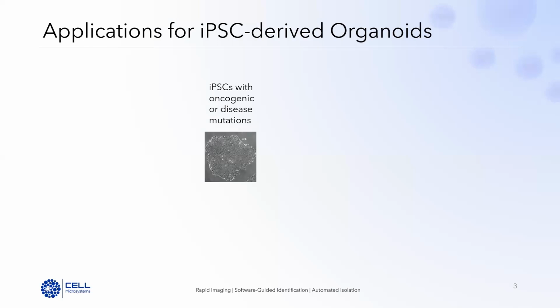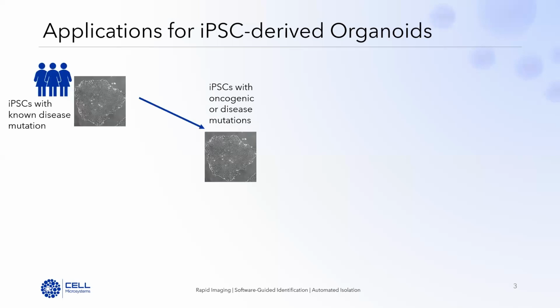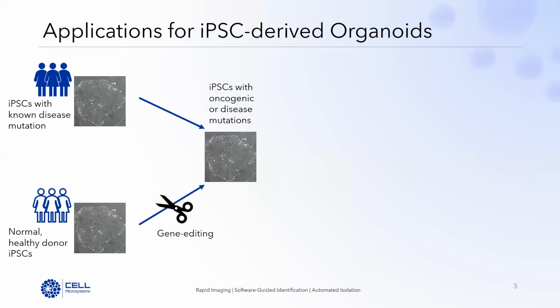Induced pluripotent stem cells have sparked widespread enthusiasm for the development of new models for human disease. This is partly because they've eliminated the ethical concerns of previously used embryonic stem cells, but also because they provide potential to study disease and patient-specific aberrations. These disease-specific iPSCs could either be derived from patients with a known disease or mutation, or by taking normal, healthy donor iPSCs, performing some kind of gene editing that's specific for the disease of interest, and then creating cell lines for those oncogenic or disease mutations.